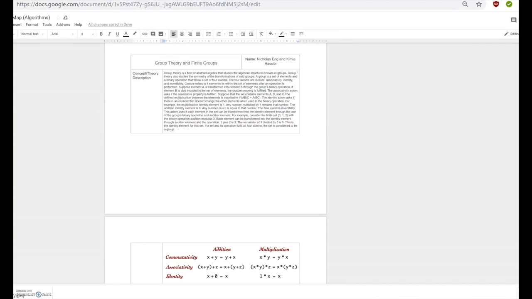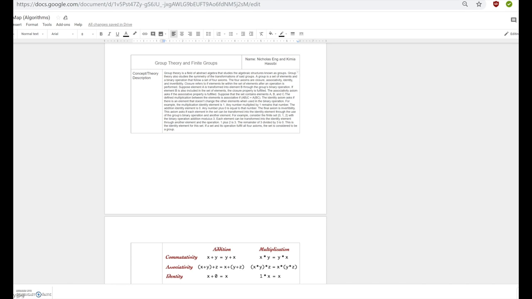The closure axiom states that if A and B are two elements in set G, then the product or sum or whatever you get after performing the operation on A and B is also another element in G.